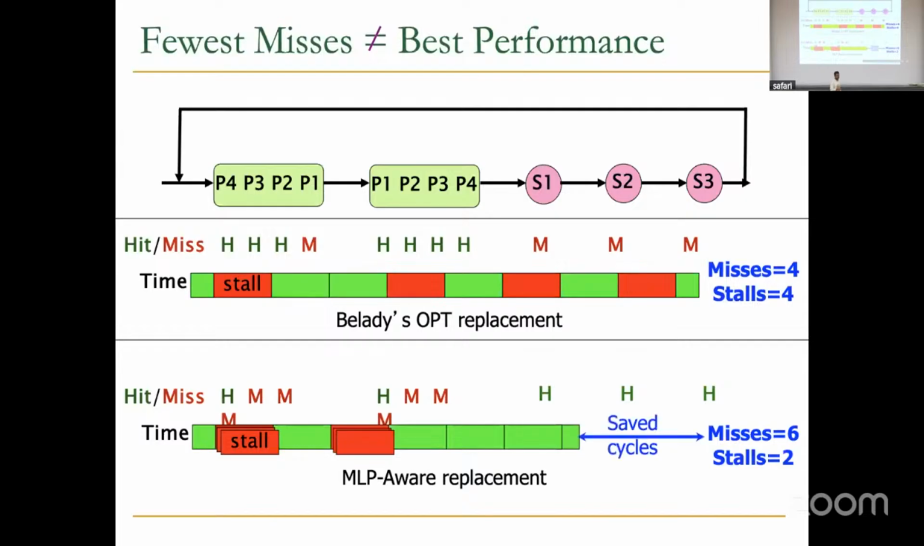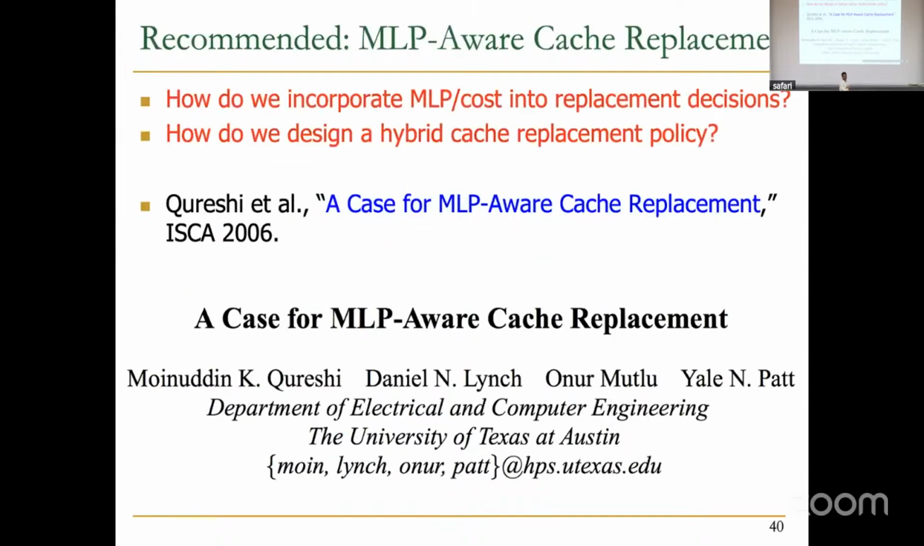So that's the benefit of performance that you can see, that would actually save the cycles. So that's one example of parallelism, and how parallelism can fiddle around with your perceived notion of how the caches should work and how the replacement policies should work also. So this is one example of MLP-aware cache replacement.